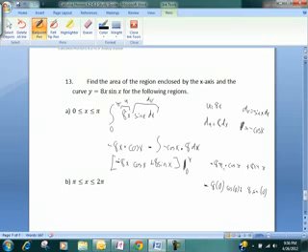Okay, so this is the only thing that's not 0. This thing's 0, sine of pi is 0, sine of 0 is 0. So it's just negative 8 pi times negative 1. So your answer is 8 pi right there.